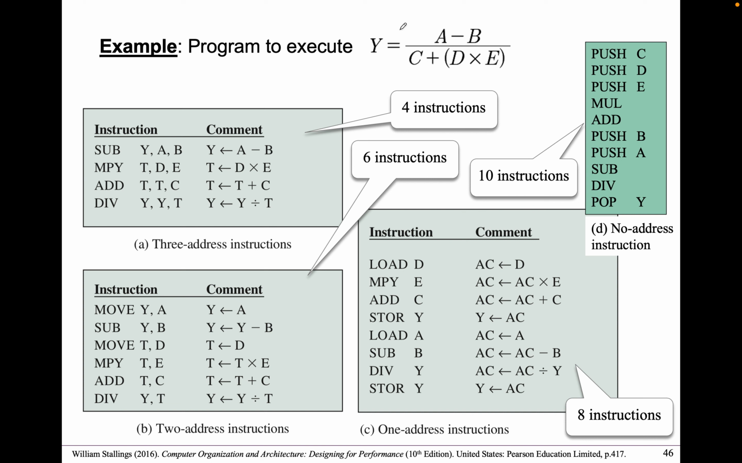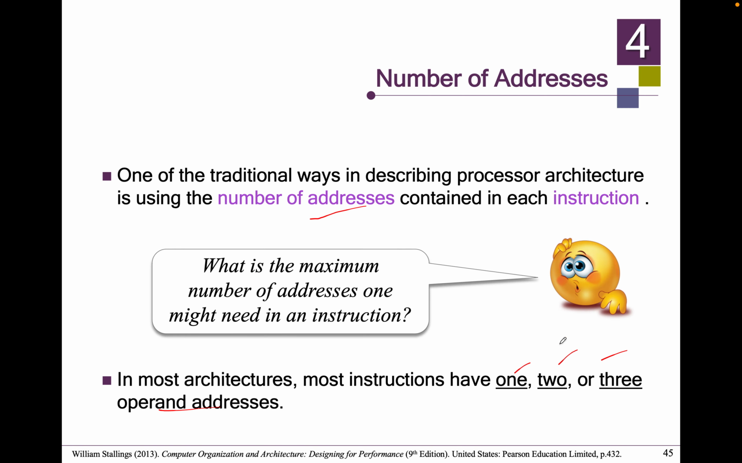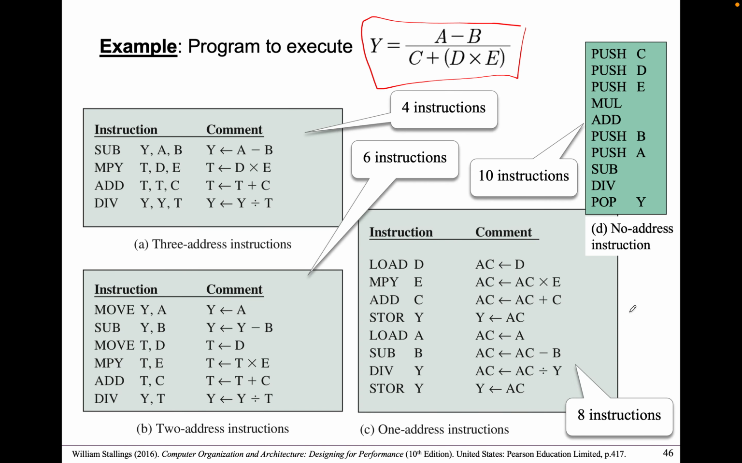Okay, program to execute. You were given this one. This is an example, right? You were given a mathematical equation. So what are you going to do? You're going to write it in assembly language. Maybe you can use one, two, or three operands. So how many instructions are you going to use if you use one operand, if you use two operands, and so on?